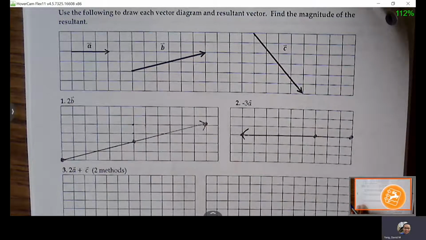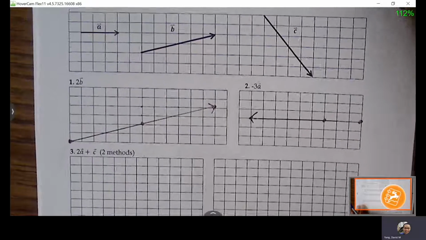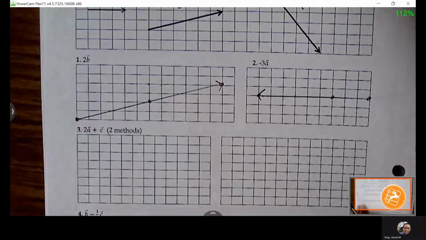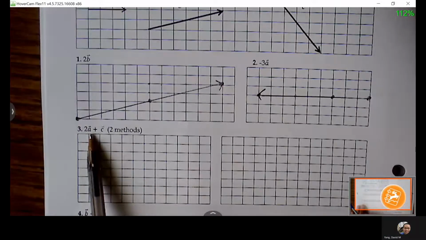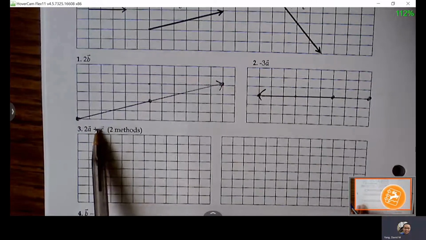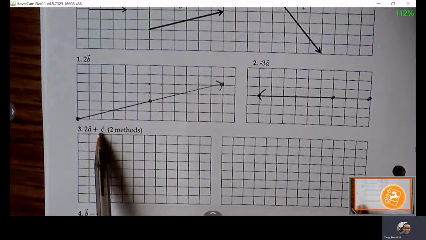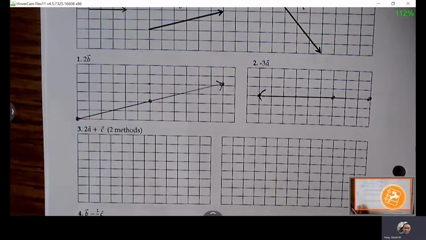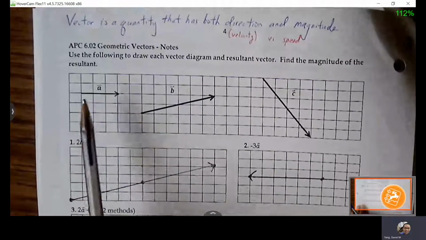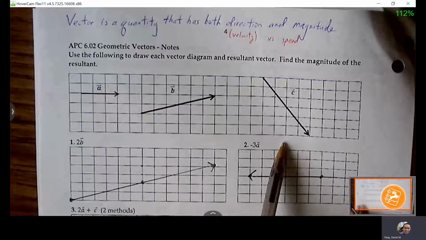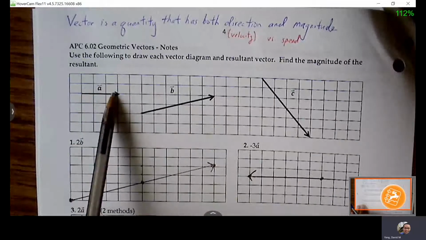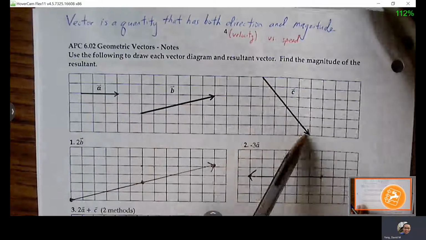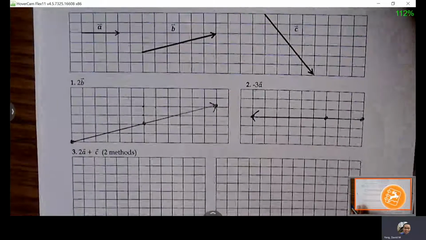Okay, number 3, 2A plus C. We're going to take vector A, double it, and then wherever it ends, we're going to attach vector C to the end of vector 2A. So we're going to do 2 of these followed by this. Because the graph is going to go down, I'm going to start as high as I can, at the very top here.